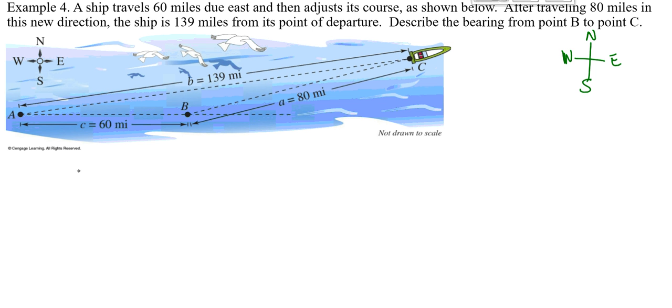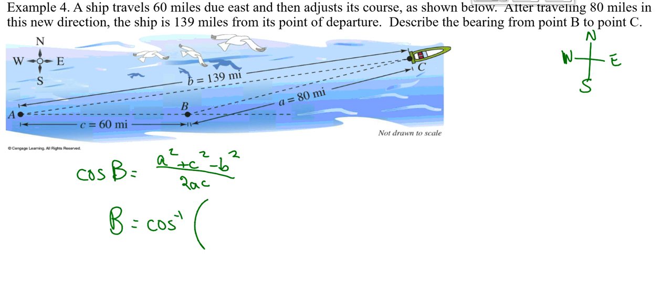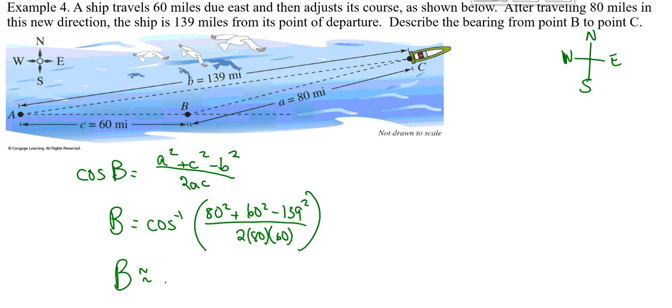So we'll just remind ourselves the cosine of capital B equals a squared plus c squared minus b squared all over 2ac. And so B equals the inverse cosine of, and little a is 80 squared plus 60 squared minus 139 squared all over 2 times 80 times 60. Probably I wouldn't write those in parentheses as I was typing them in. Take a minute, pause this, and see what you get.